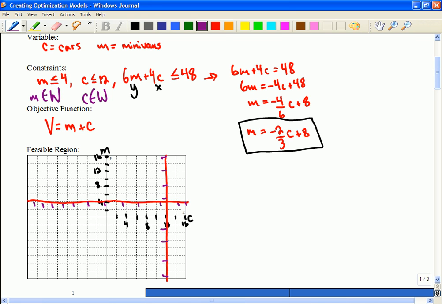So the last thing that I need to add in my problem is this line that has a slope. And it starts at 8. And it goes down by 2 and then over by 3. Down by 2, over by 3. So it's going to look something like this when I connect the dots. And my favorite point available, so I'm going to test 0, 0: is 0 plus 0 less than or equal to 48? It sure is, so it's going to be this part of the graph.